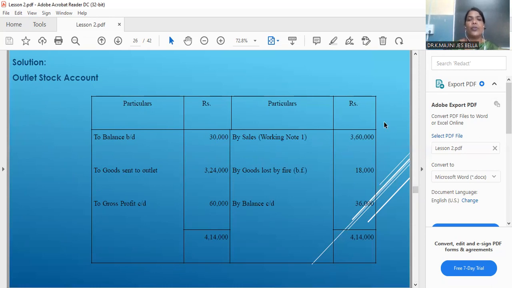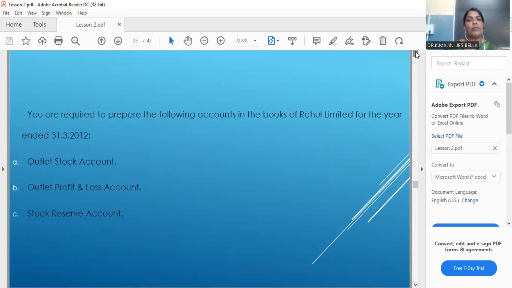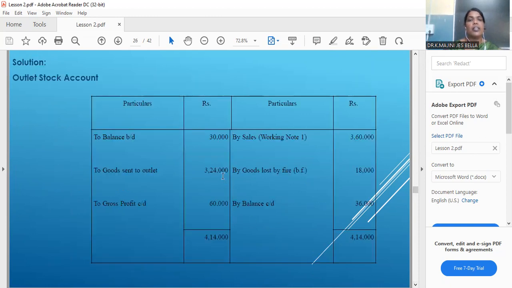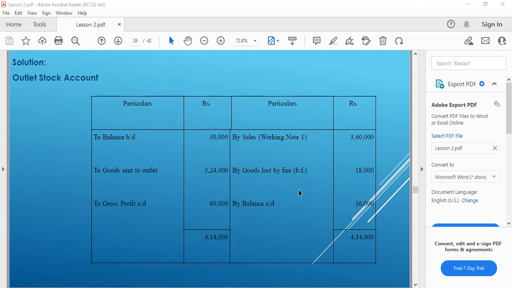Then goods sent to outlet. How much amount did they send to the outlet? 3,24,000, right? So you can write here 3,24,000. Then you come to this credit side. First sales, right? By sales.